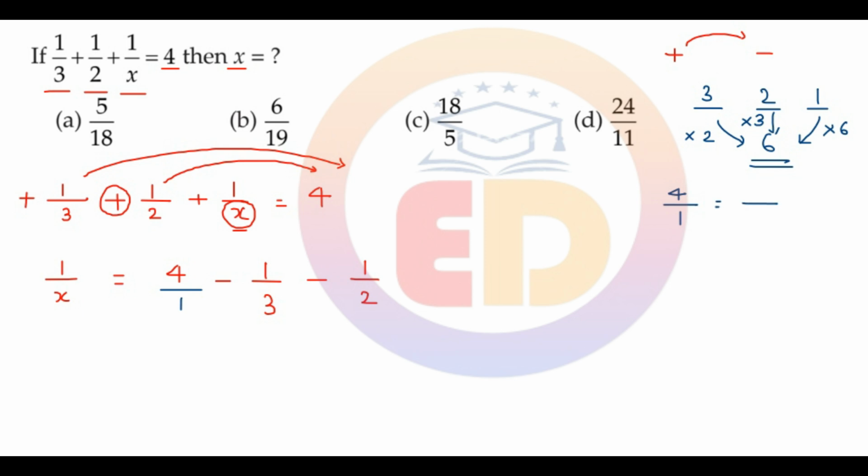To convert the denominator 1 to 6, we have to multiply it by 6. And by the rule of fraction, I have to multiply the numerator also by 6. Numerator 4 into 6, it will become 24 upon 6. So my first fraction, 4 upon 1, is now 24 upon 6.